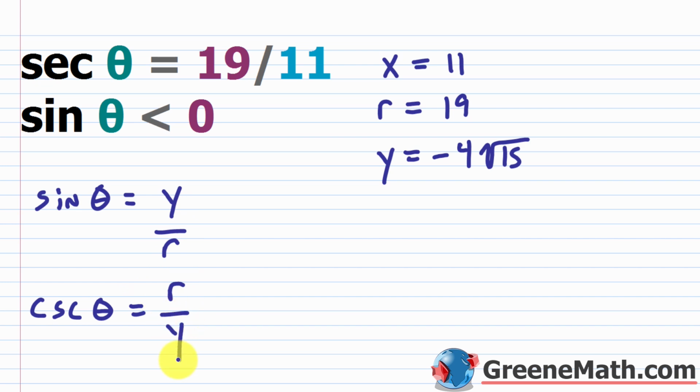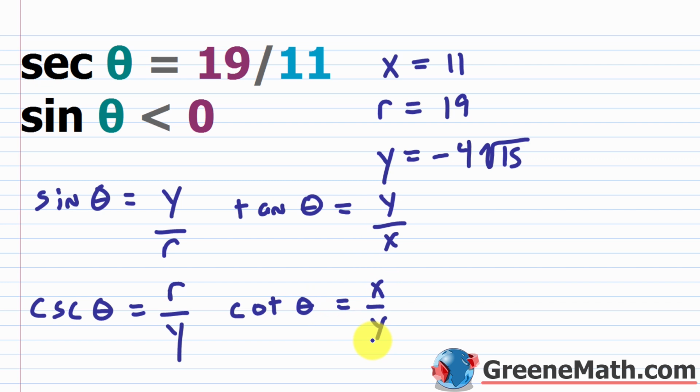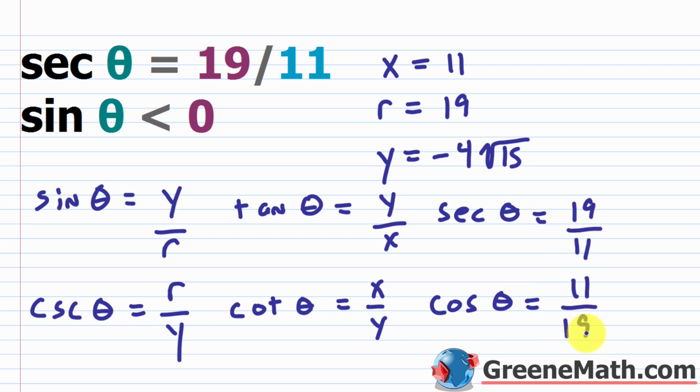And then let me write out the rest. So we have our tangent of theta. This is going to be our y value over our x value. And then our cotangent of theta is going to be the reciprocal of this. So it's x over y. And then our secant of theta is given to us, but it's r over x. In this case, we already know what it is. It's 19 over 11. Then our cosine of theta is x over r, but again, it's the reciprocal of this, so we can just flip this and say it's 11 over 19.